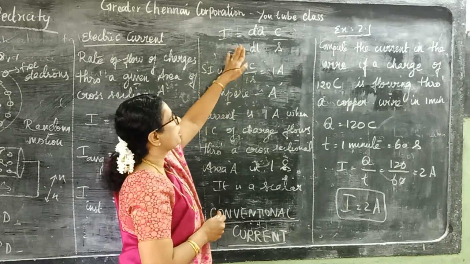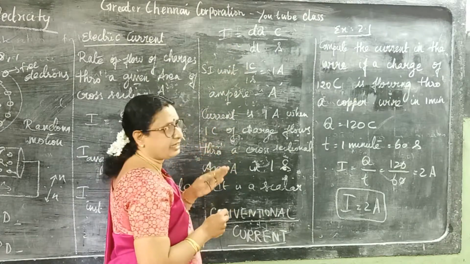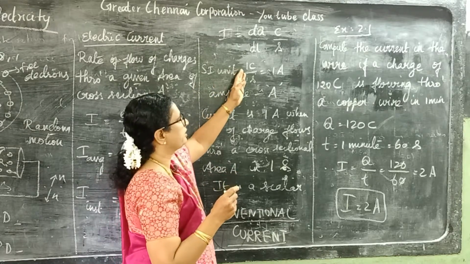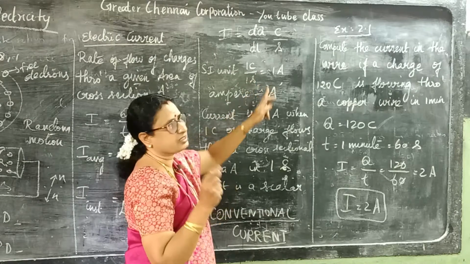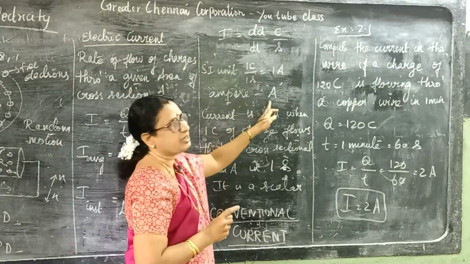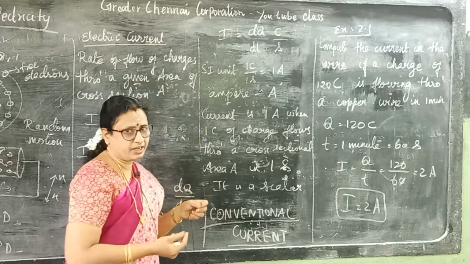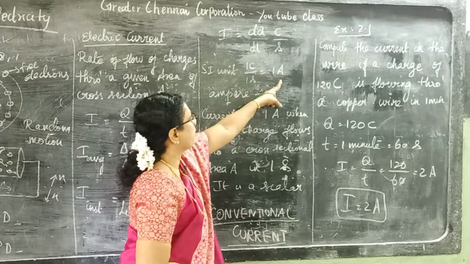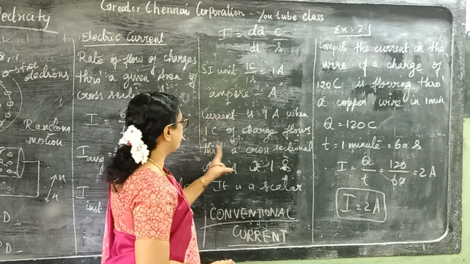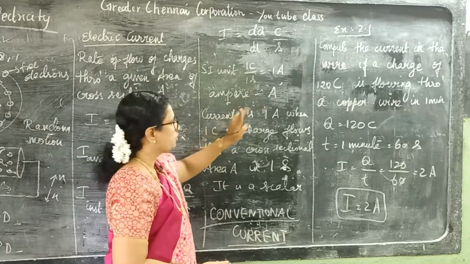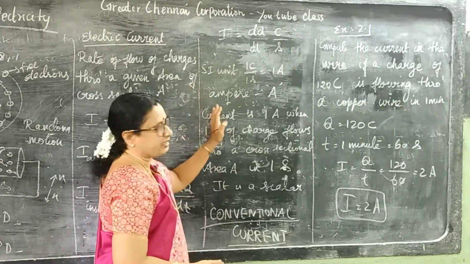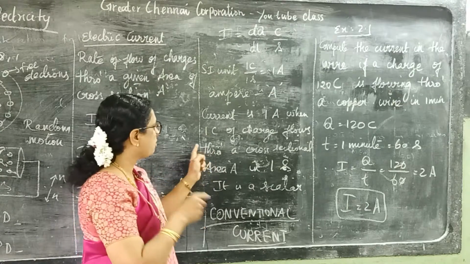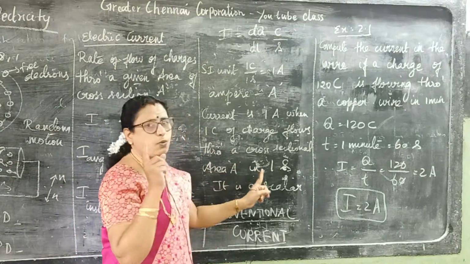Here dQ is the charge and dt is the time. The unit of charge is coulomb and the unit of time is second, so the unit of current is coulomb per second, but the SI unit of current is written as ampere. 1 coulomb per 1 second is nothing but 1 ampere, with the symbol capital A. How will you define ampere? Current is 1 ampere when 1 coulomb of charge flows through an area of cross section A in 1 second.